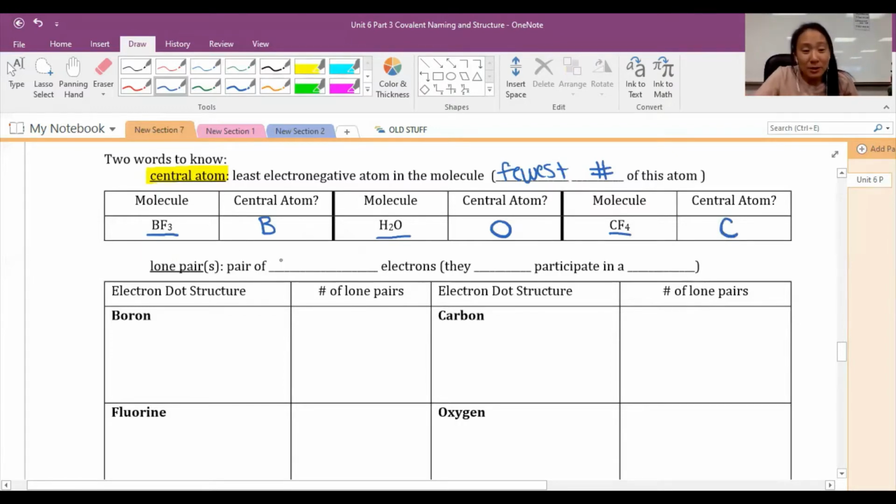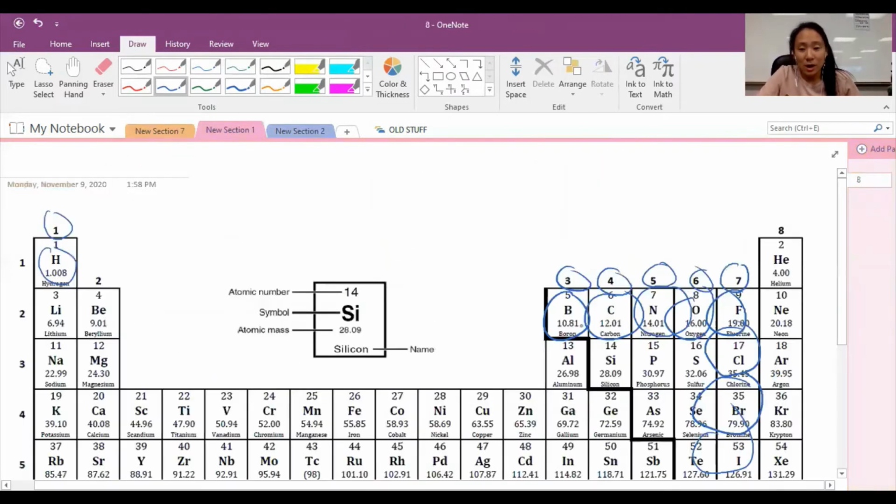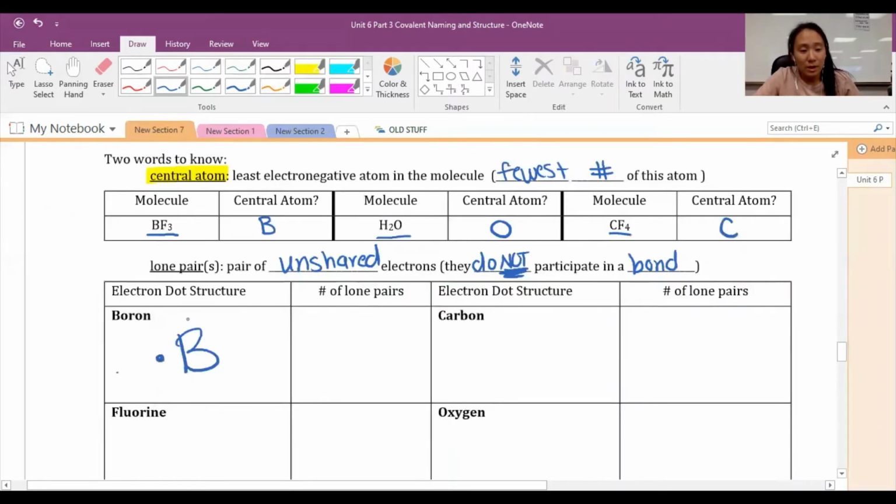Lone pairs are pairs of unshared electrons. So these are the dots of electrons that are not being shared. They do not participate in a bond. They're not being shared, okay? So for example, boron here is in the 3rd column, so it has 1, 2, 3. Okay, does it have any lone pairs? Does it have any pairs? So pair means 2 electrons, they're already buddied up, right? There are none here. And you're like, I'm confused, what's a lone pair then?